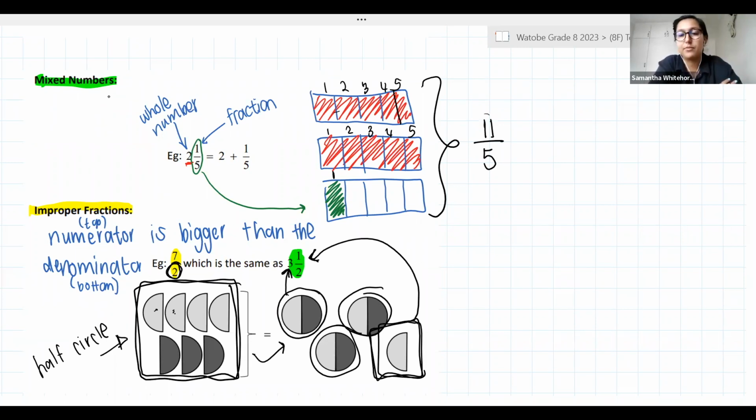And so like I said, they do the same thing. They give us the same information. Mixed numbers and improper fractions are just different ways of writing the same information.